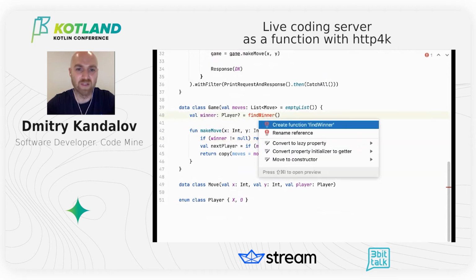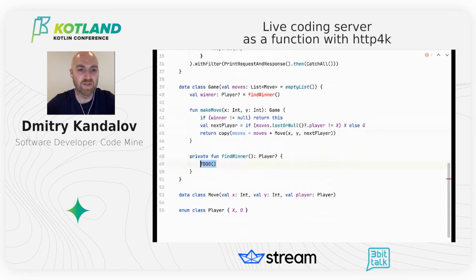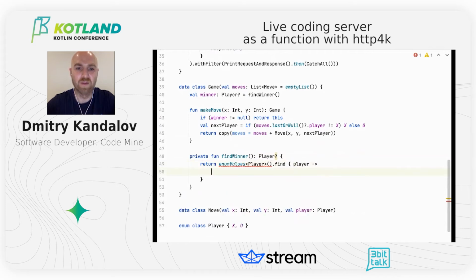And to define the winner, I'll just define a function here, which is going to go through all players. We can go through all the num values, and we want to find the player which made all the moves in the row. So the idea is to generate all possible moves. For example, we'll map from 0 to 2 and generate all the moves on the first row.